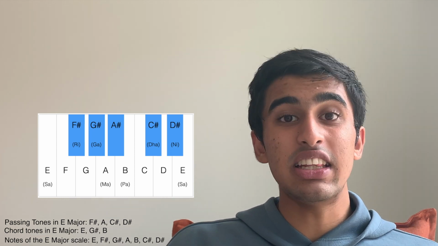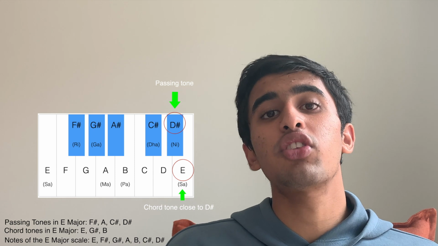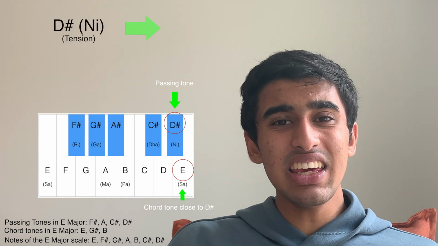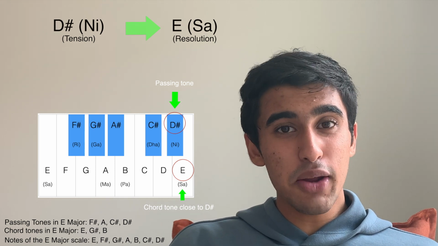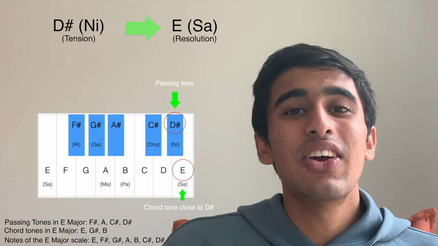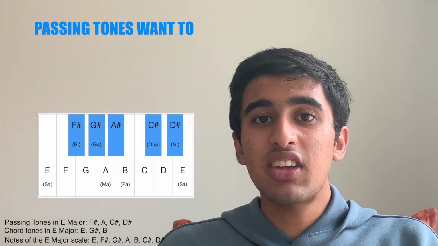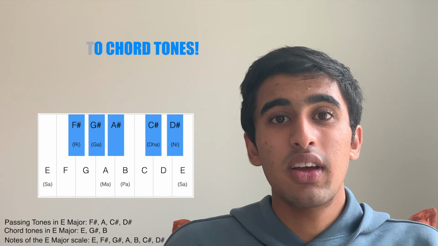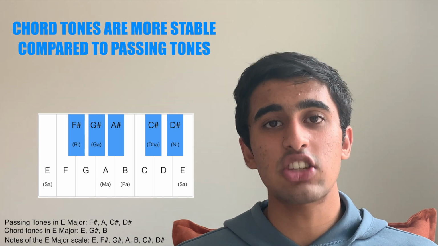Same thing applies with Ni, right? Ni wants to resolve to the upper Sa, or D sharp wants to resolve to the upper E because it's the closest chord tone. Ni, Sa, D sharp, E, right? So all of these passing tones have a bit of tension because they want to resolve to their nearest chord tone, right? So chord tones are more stable and more comfortable compared to passing tones.